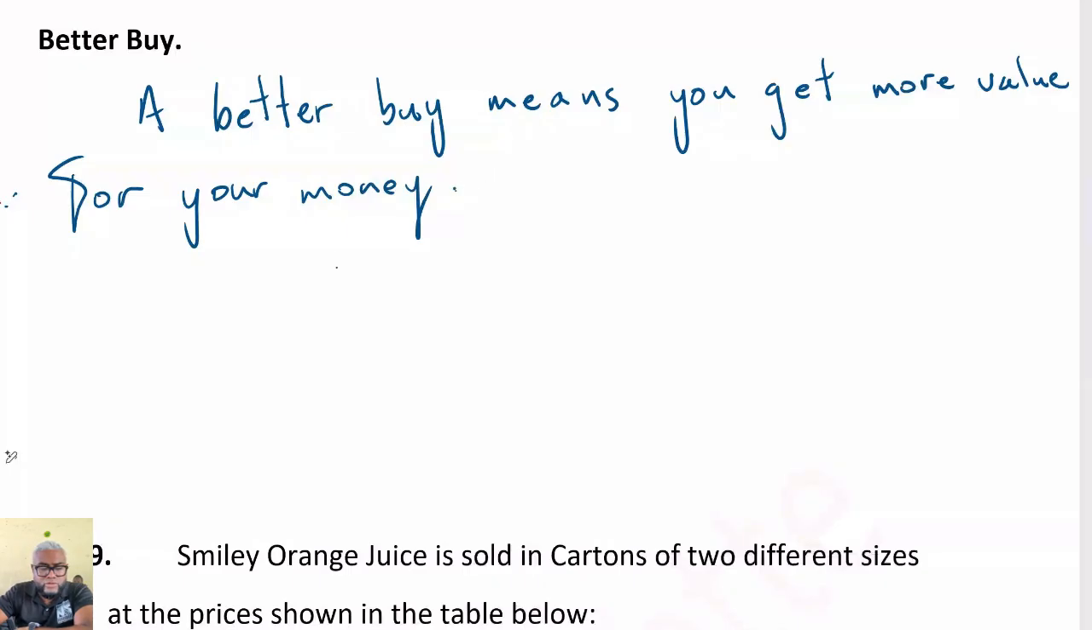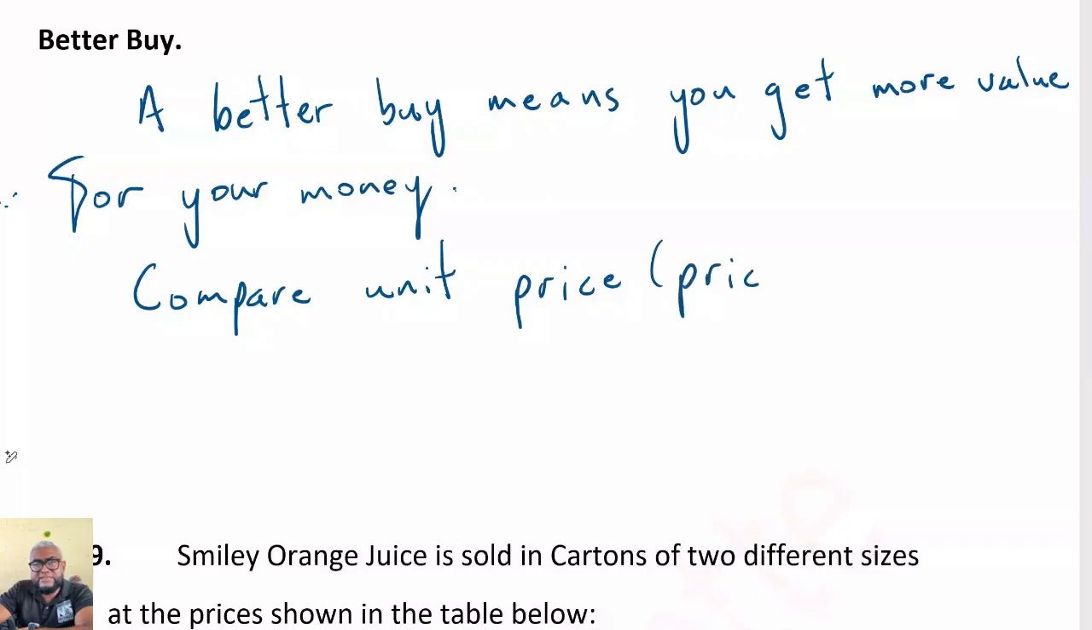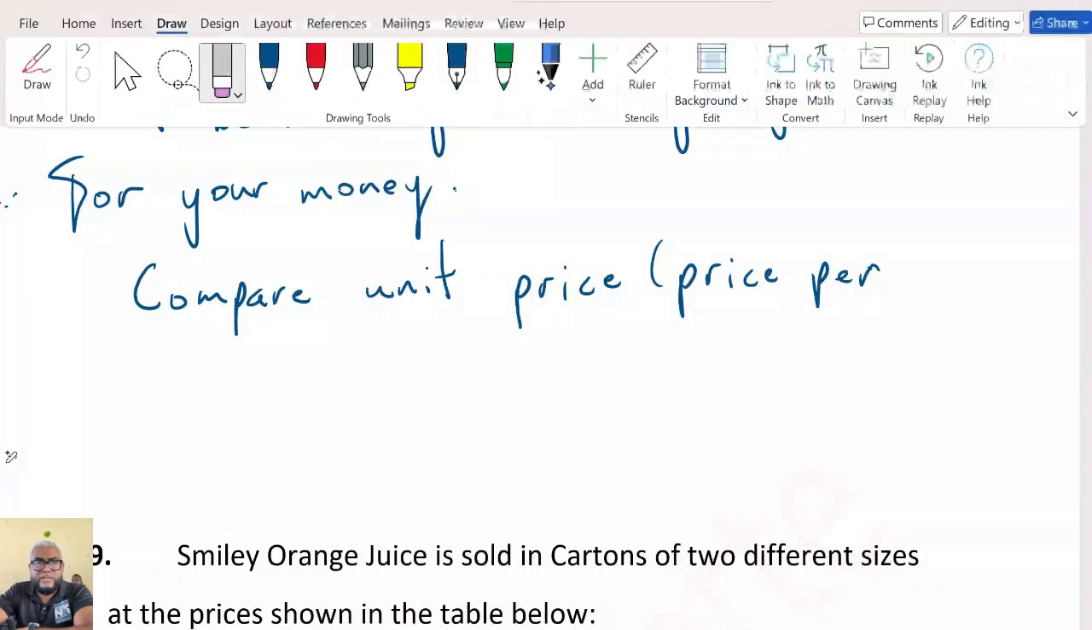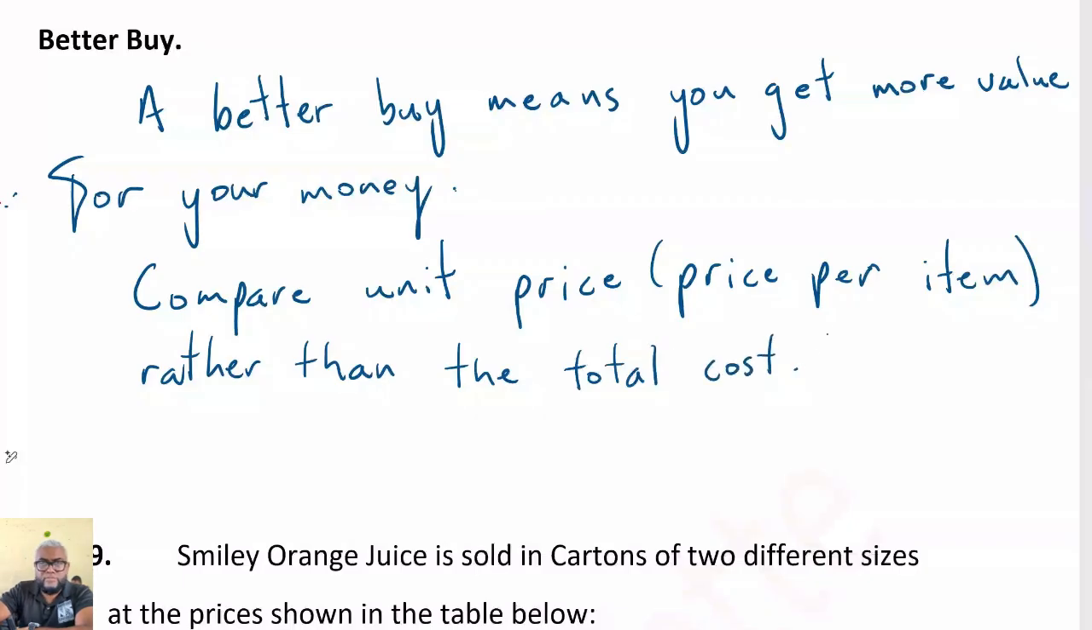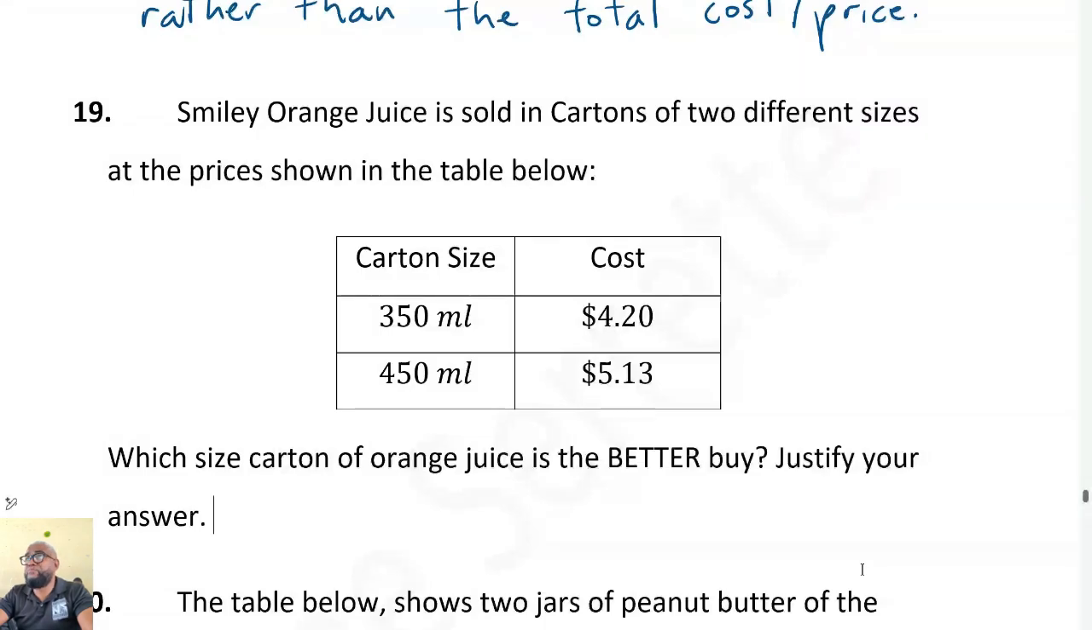So how do you compare? You have to compare unit price, which is the price per item, rather than the total cost or price. We're trying to find which one is the cheaper option here, right?